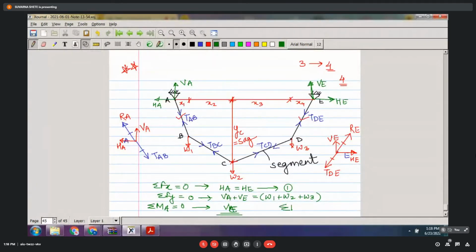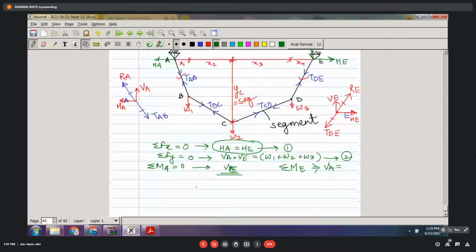At the same time, if I take moment about E instead of A, then in that case, instead of VE, I will get VA. बरोबर का? Okay. So if I get any one value, obviously I will put that value in equation number 2, and I will be able to find the second vertical reaction. VE असेल तर VA मिळेल, इथे VA काढला असेल तर VE मिळेल. But yes, this first equation will remain as it is. बरोबर?